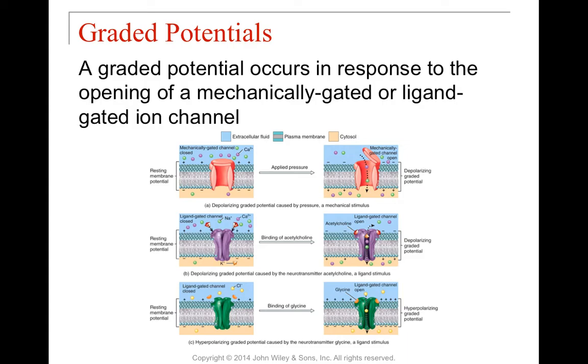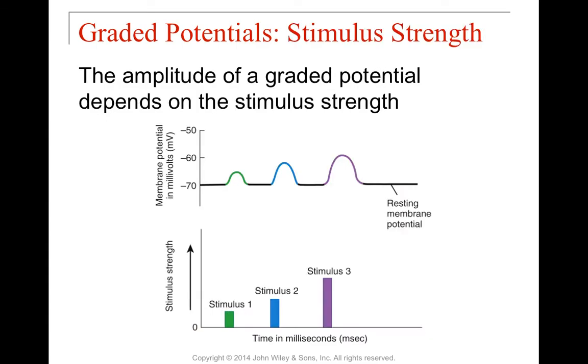Now, anytime that we have the opening of either a mechanically gated, ligand gated, etc. ion channel, all of a sudden a potential occurs. What does that mean? That means that we have a difference in charge between one side and the other, and we can change that charge based on the molecules that are on one side or the other. And we can look at the graded potential and how it reacts to the strength of the stimulus, depending on the stimulus strength.